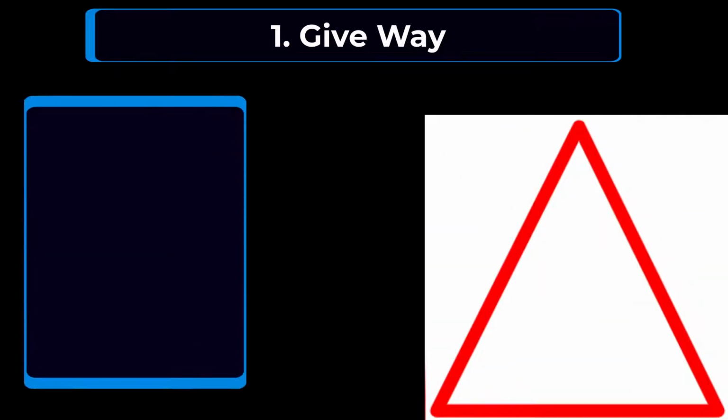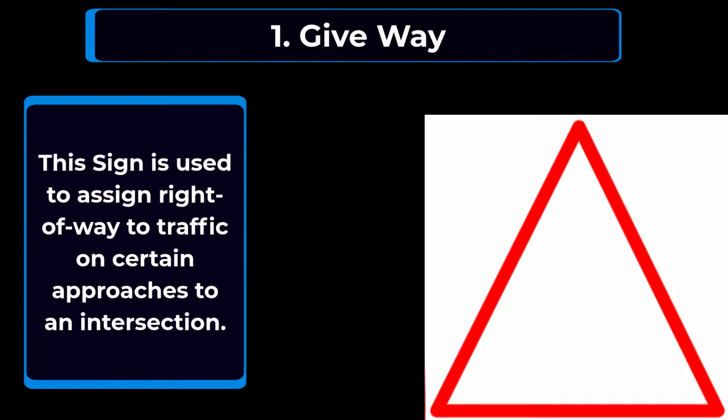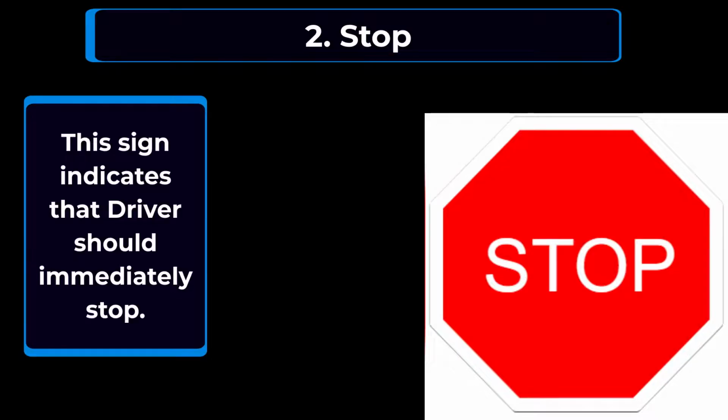1. Give way. This sign is used to assign right-of-way to traffic on certain approaches to an intersection. 2. Stop. This sign indicates that the driver should immediately stop.